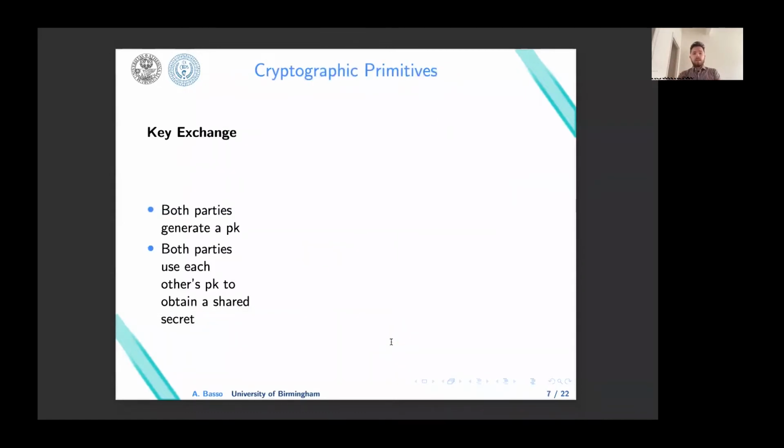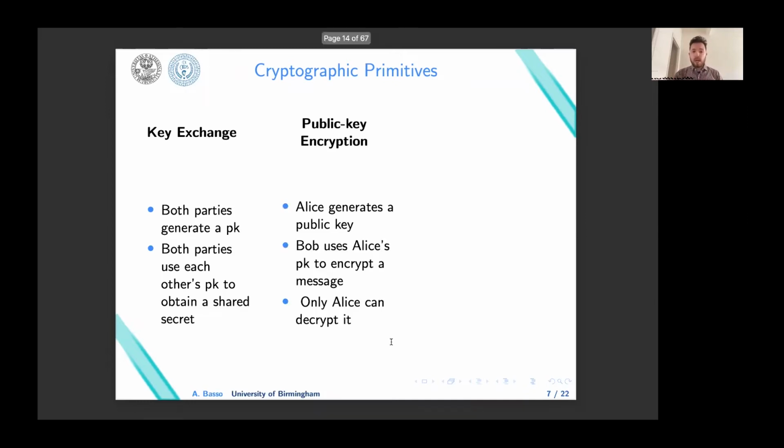Now, what we just saw is a key exchange protocol, but we need to take a step back and discuss different cryptographic primitives to explain how Saber and Kyber actually work. We have a key exchange, which is a protocol where both parties generate and exchange a public key, and then both parties can use this public information together with their secret information to obtain a shared secret. We also have public key encryption, which is similar, but it's not symmetric anymore.